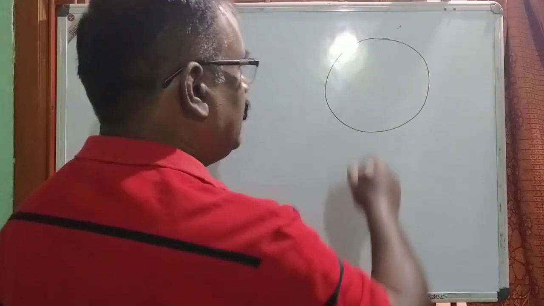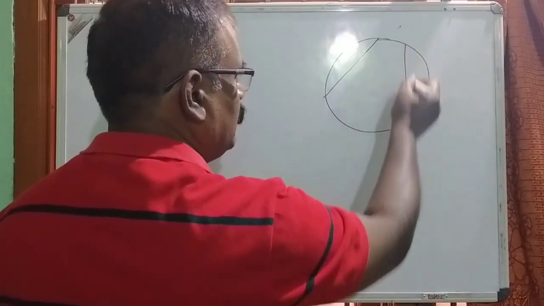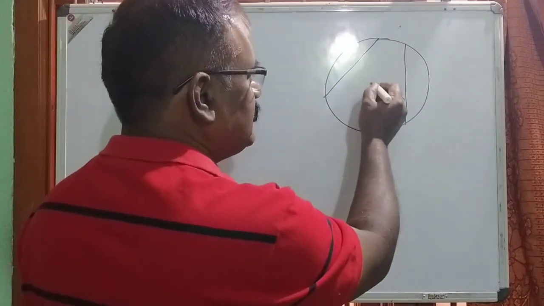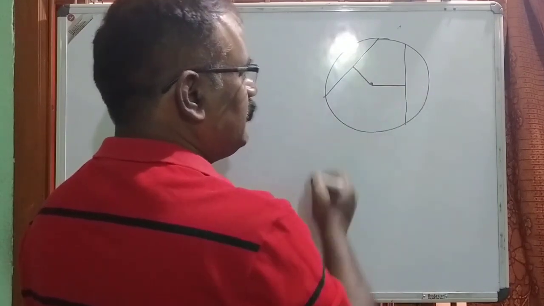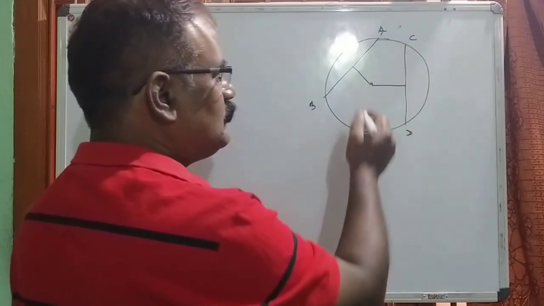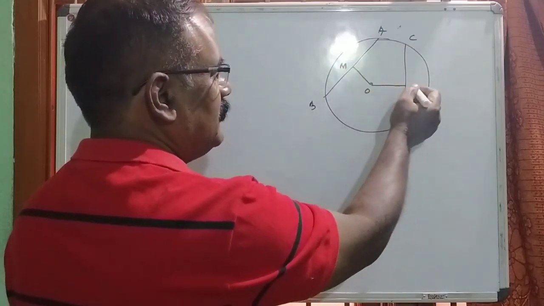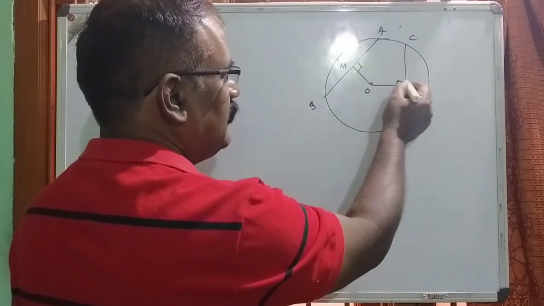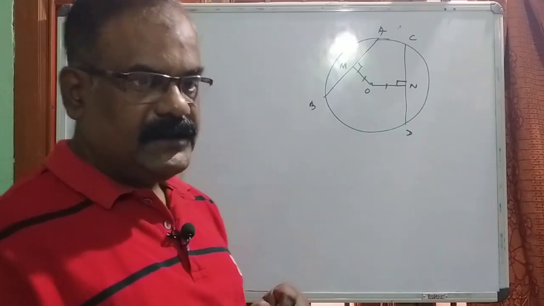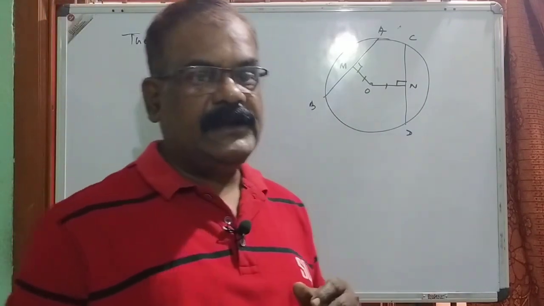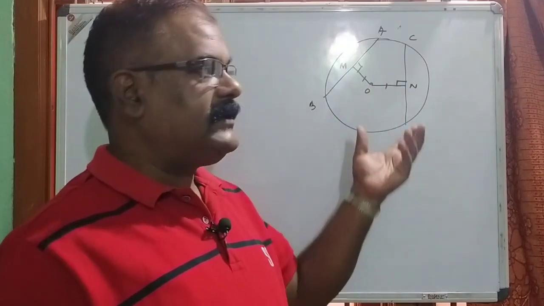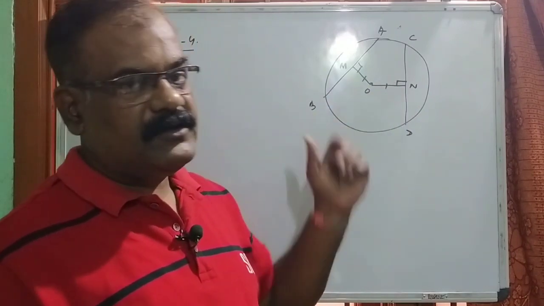According to the converse statement, if there are two or more chords and all these chords are equidistant from the center, suppose AB and CD are two chords and they are equidistant, so OM and ON are equal. In that case we have to prove that chord AB is equal to chord CD. So in a circle, if two or more chords are equidistant from the center, then these chords are equal.